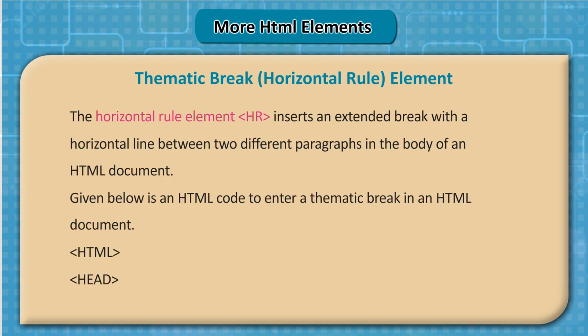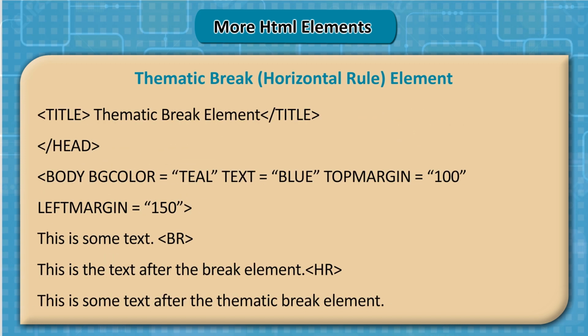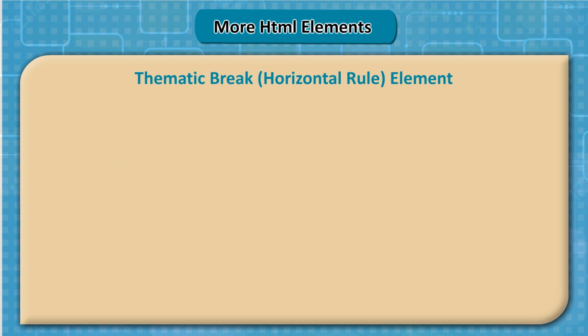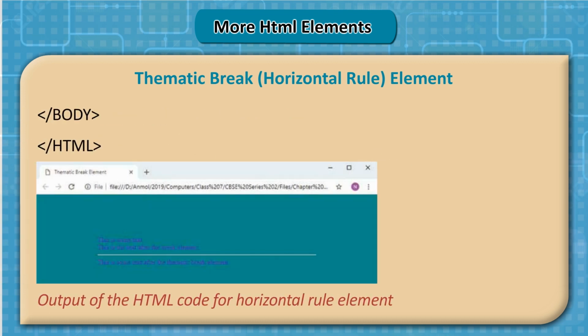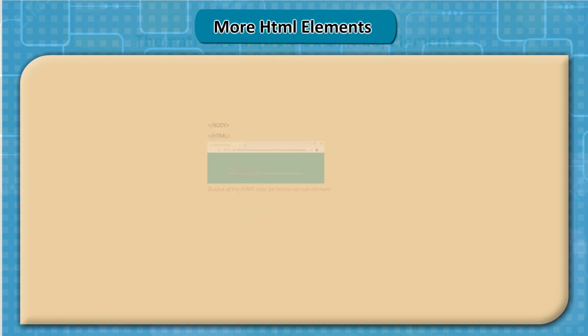HTML. Head. Title thematic break element /title /head. Body bgcolor teal, text blue, top margin 100, left margin 150. This is some text. BR. This is the text after the break element. HR. This is some text after the thematic break element. /body /HTML. Output of the HTML code for horizontal rule element.